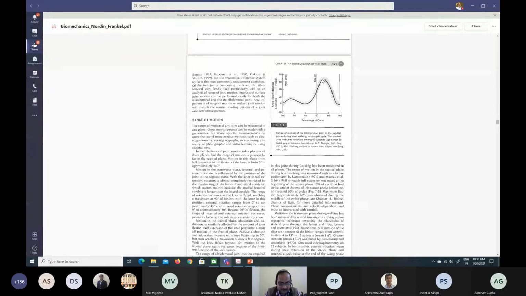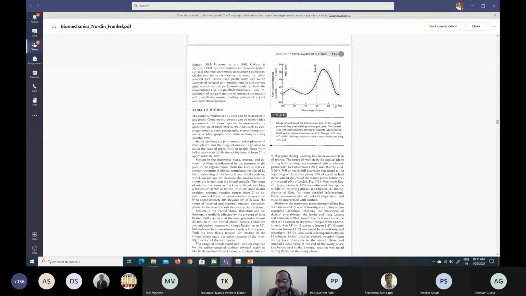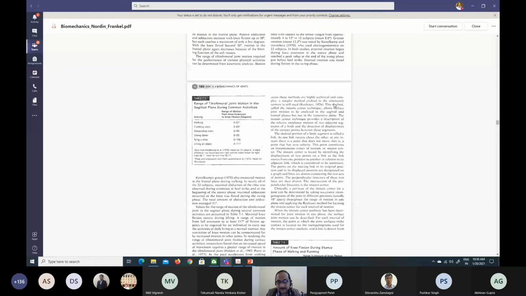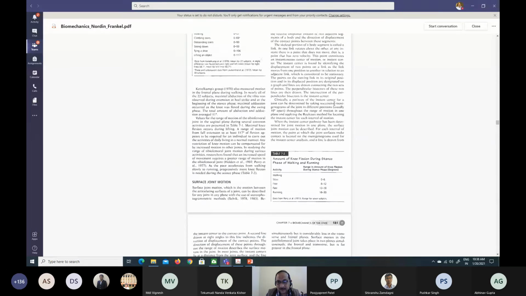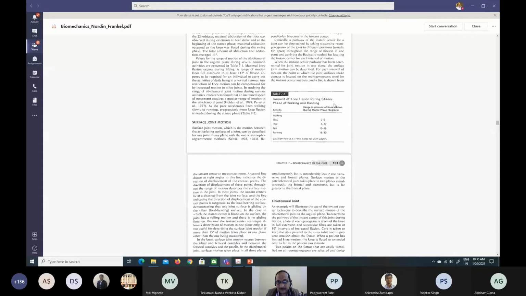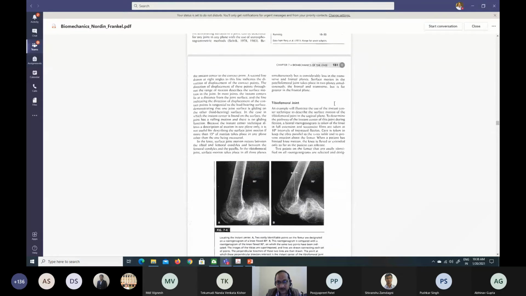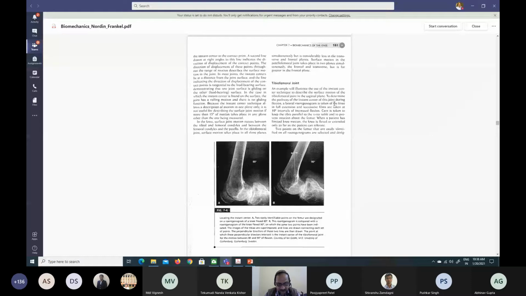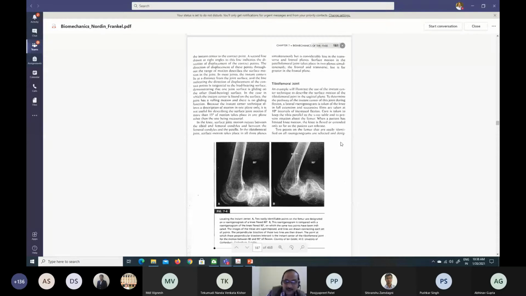Now, one important aspect of measuring the motions of the knee joint is locating the instantaneous center of rotation. Now, what is this instantaneous center of rotation? And how do we find it?